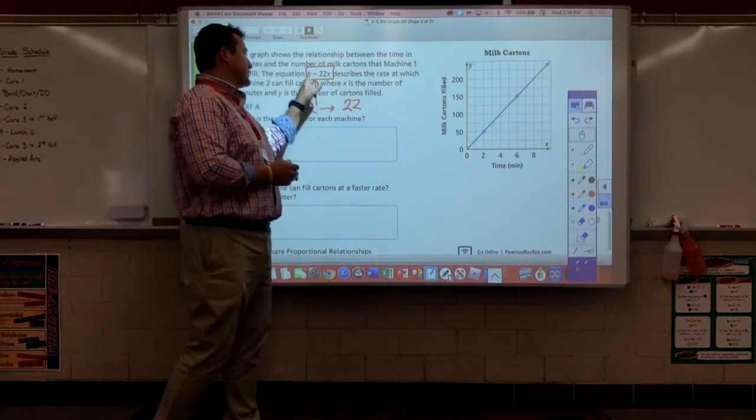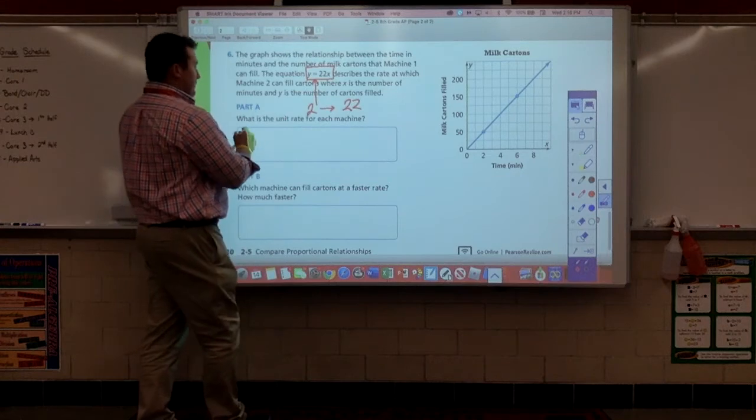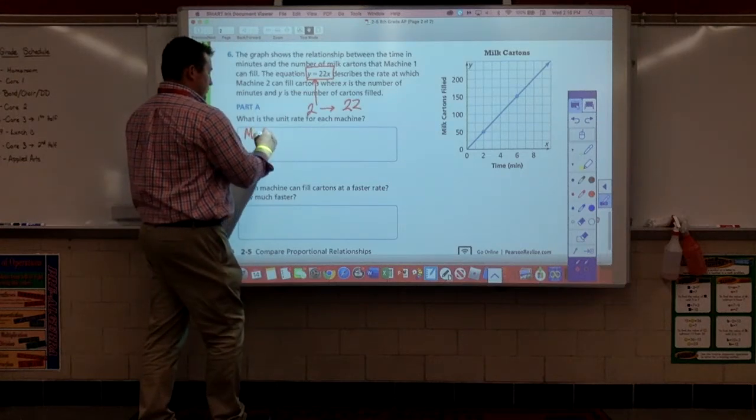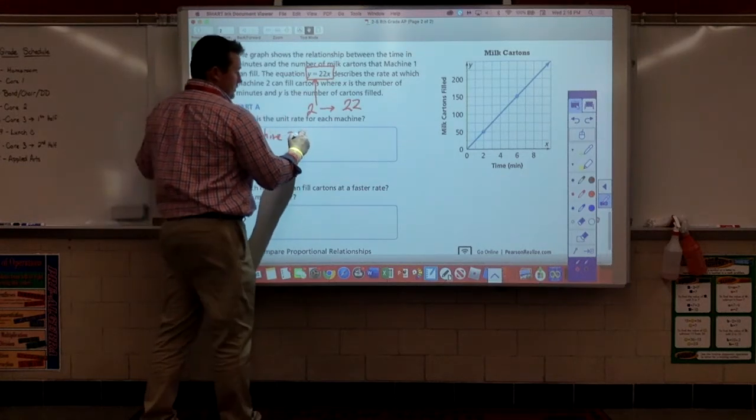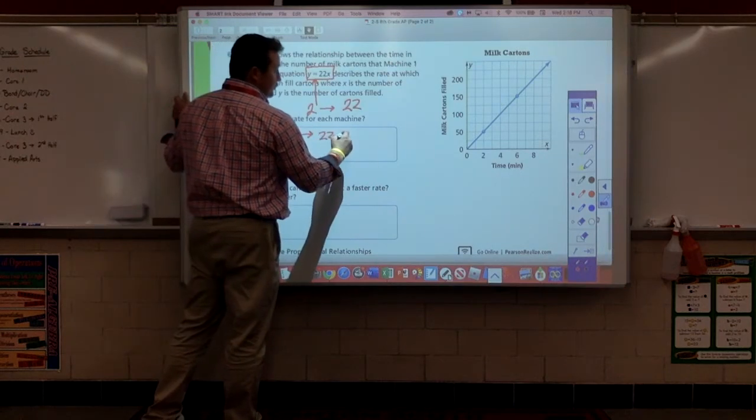What is the unit rate for each machine? Okay, so here we go. So we have machine 2. Machine 2 is 22.